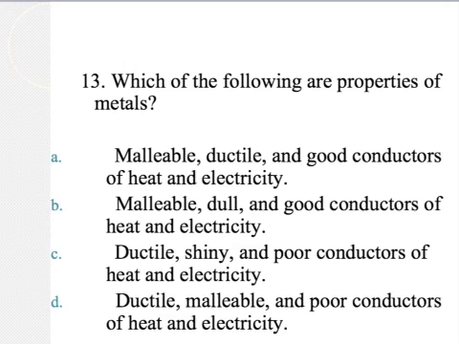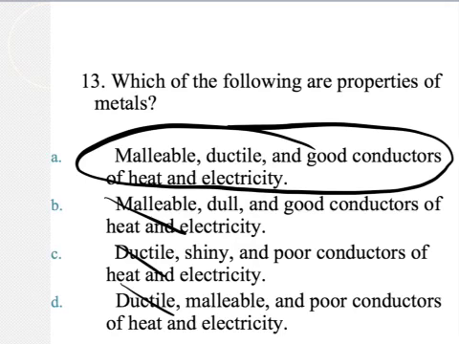So that makes C and D wrong. And they are malleable, and most metals are shiny, so B is wrong. Malleable means they're able to be bent and shaped, and ductile means they'll be able to be basically pulled into wires. Okay? Which of the following are properties of nonmetals?